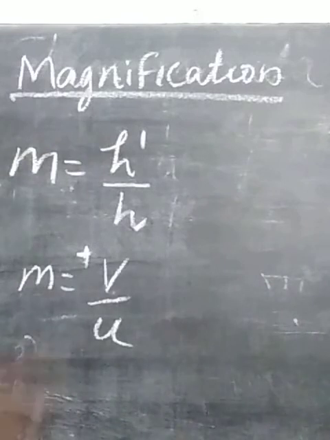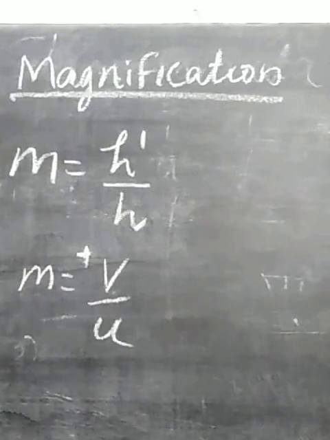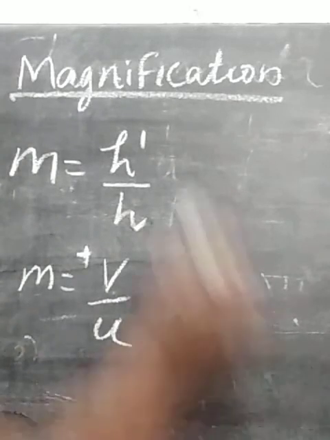By knowing these two equations, we can equate them and calculate the unknown term very easily with the help of the equations of magnification. So there are two equations. Okay, children? And now we study about the power of a lens.